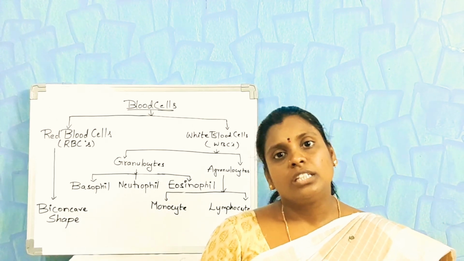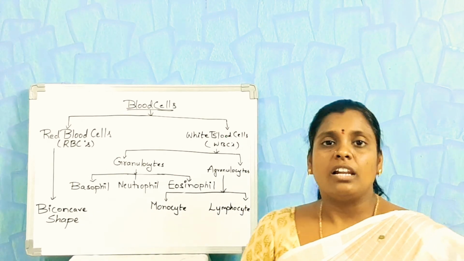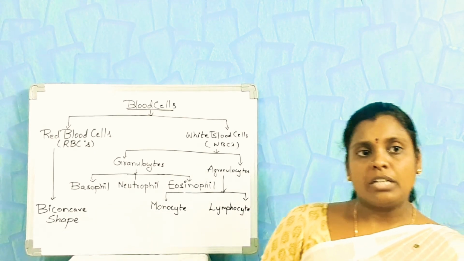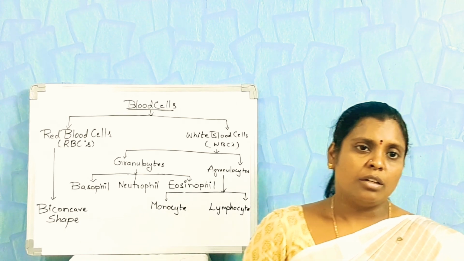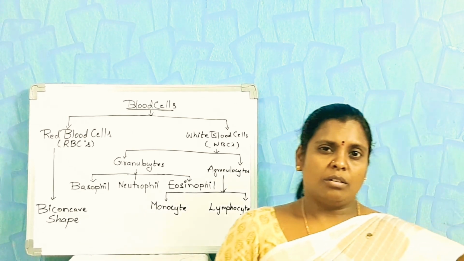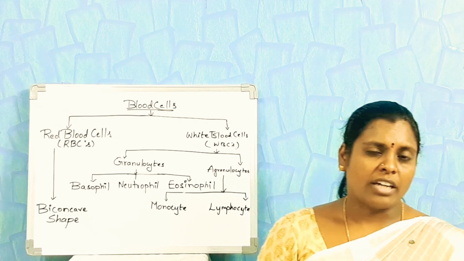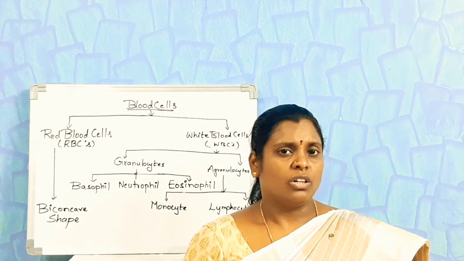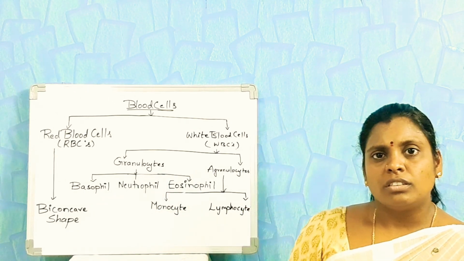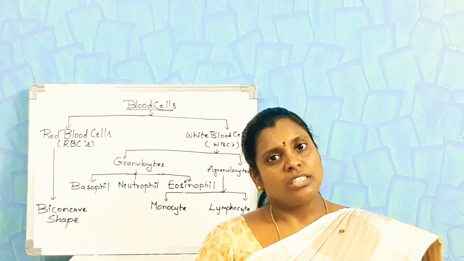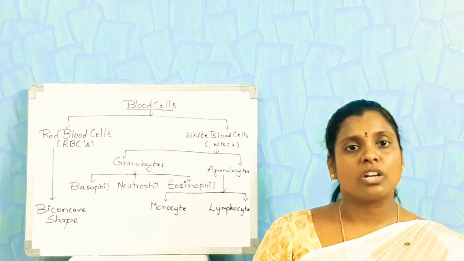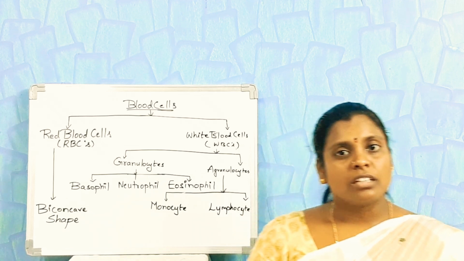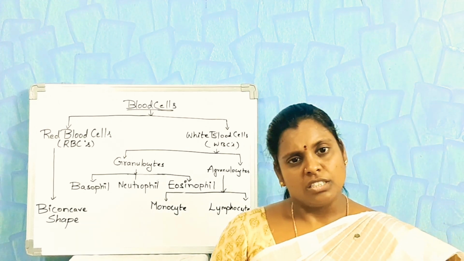If you see, the smallest cell is 0.1 to 0.5 micrometers, and the largest cell is 90 to 100 centimeters. That is a neuron cell. By this we have finished this chapter.